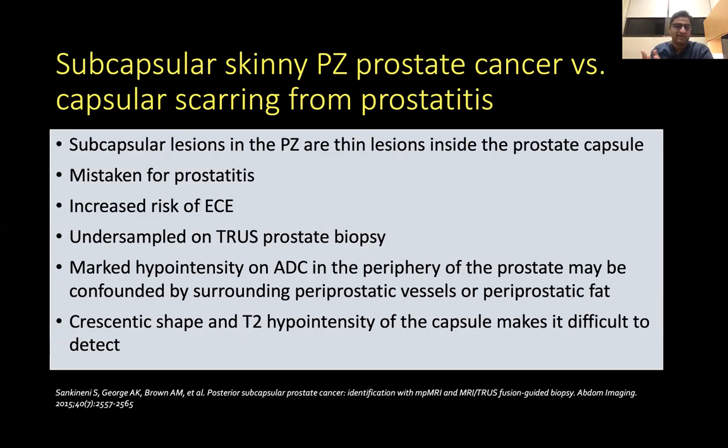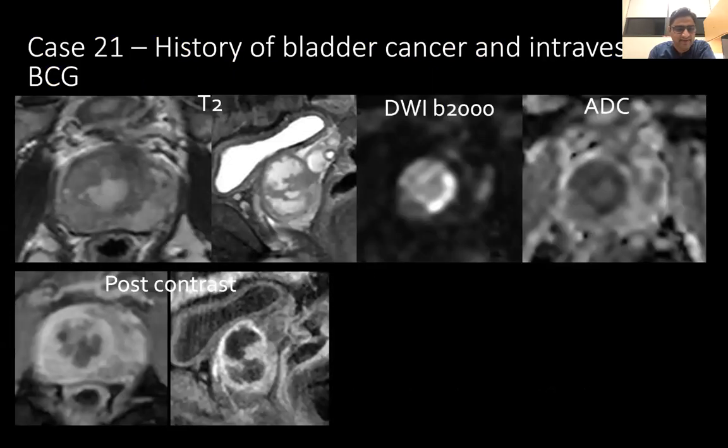And because they're subcapsular, there is an increased risk of extracapsular extension. Because they're thin, they may be undersampled on the TRUS-guided prostate biopsies. And it's important to look at the images very carefully, because periprostatic vessels can easily lead us to think, oh, this is a periprostatic vessel and not necessarily prostate cancer. So it's important to be diligent about looking at each part of the prostate, especially around the capsule.